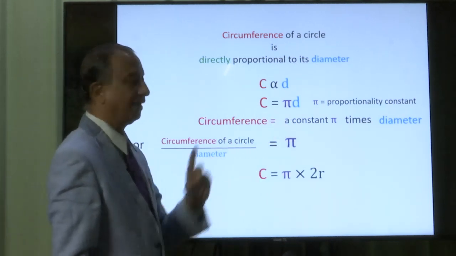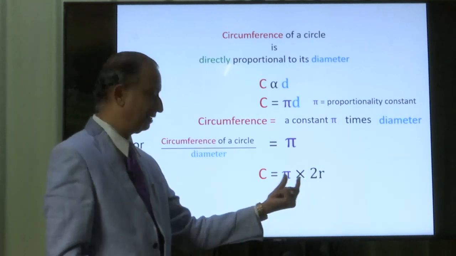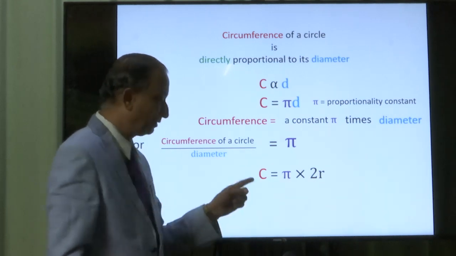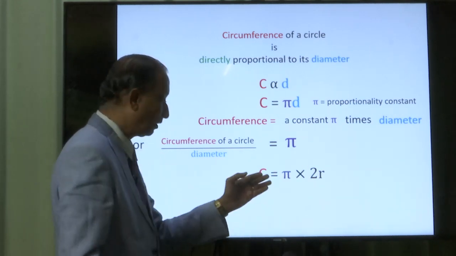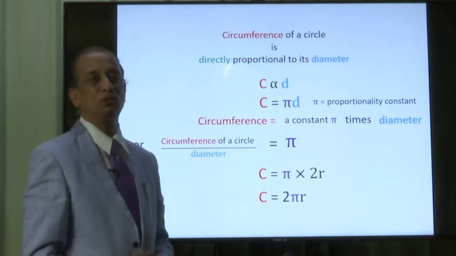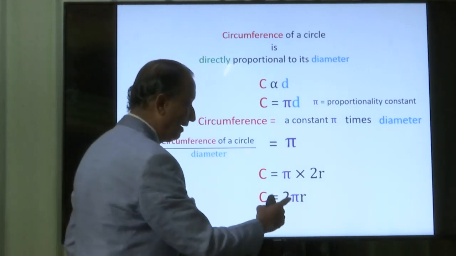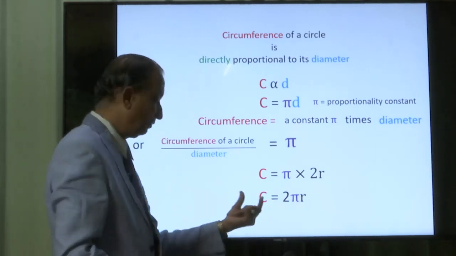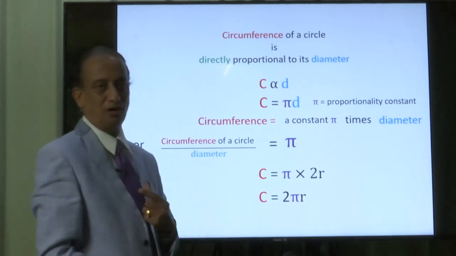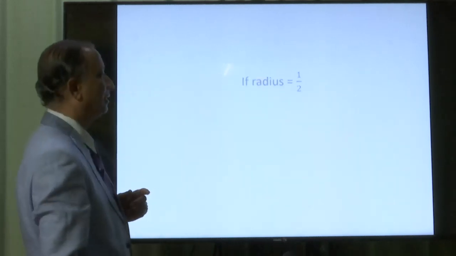Now, instead of diameter, since it is equal to twice the radius, we can write C as pi times 2r. Now we can use the commutative property of multiplication and say it is equal to 2 pi r. So, if you multiply 2 pi and r, the product will be equal to the circumference of the circle. Hence, this is the formula to find the circumference of a circle.